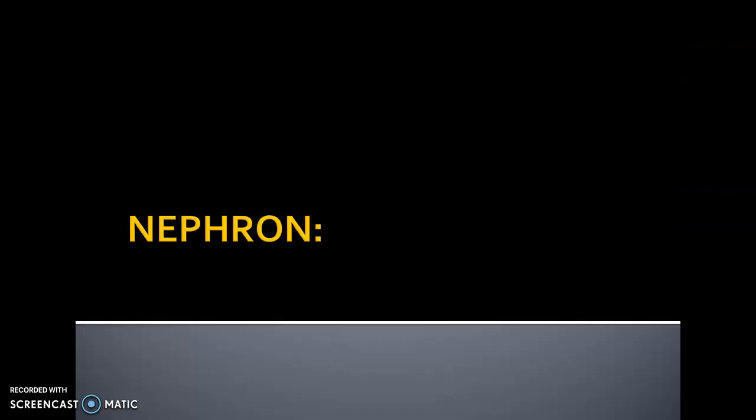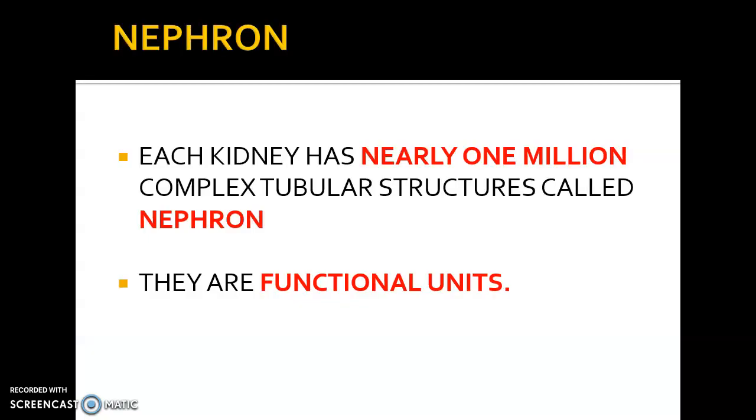That brings us to a very important structure of the excretory system of the kidney, and that is the nephron. We know that the nephron is the functional unit of the kidney, and it is this nephron which helps us to filter the blood and get our end product, that is the urine. So let's have a look at the nephron. As we know, we have a pair of kidneys, and we have around 1 million complex tubular structures called nephrons.